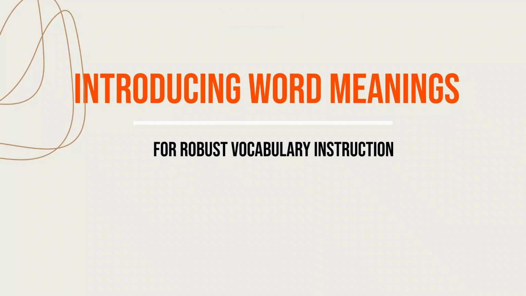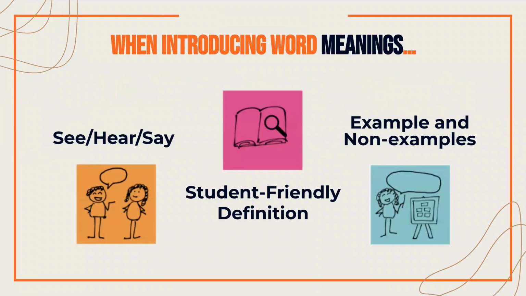In this video, we are going to explore the topic of introducing words and meanings to students for the first time. There are three parts when it comes to introducing words in context. The first is to see, hear, and say the word, then to provide examples and non-examples, and finally to give a kid-friendly or student-friendly definition.